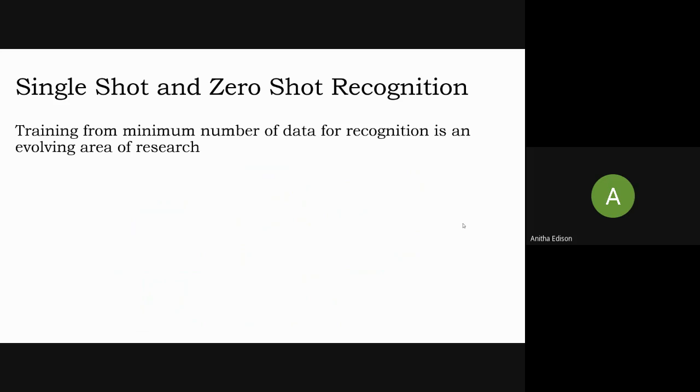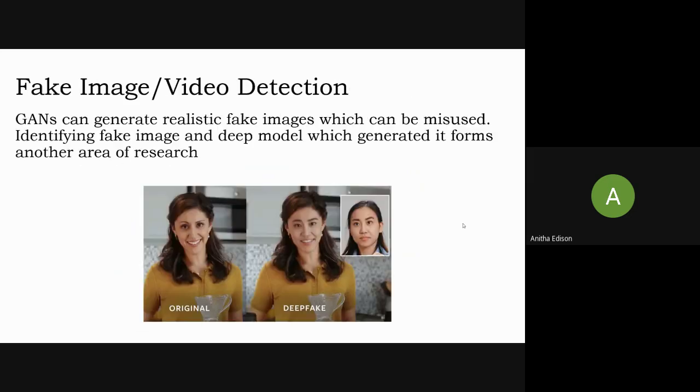Then there is learning from a minimum number of data. We don't need to see a lot of cat images to identify that this particular thing is a cat. Just one would be enough. That is something the computer vision researchers want. Computers should also learn from a minimum number of data. That is what is called single shot and zero shot recognition.